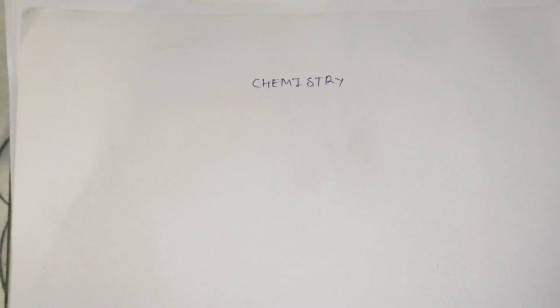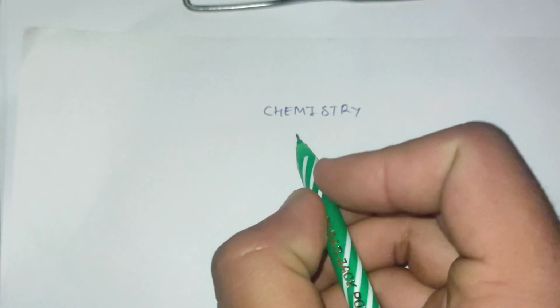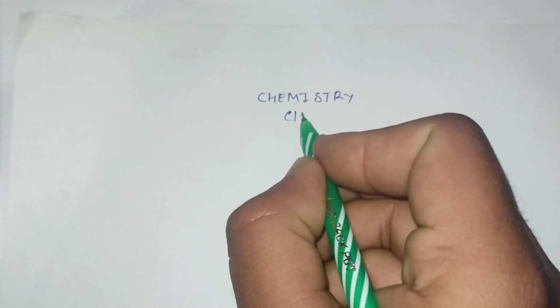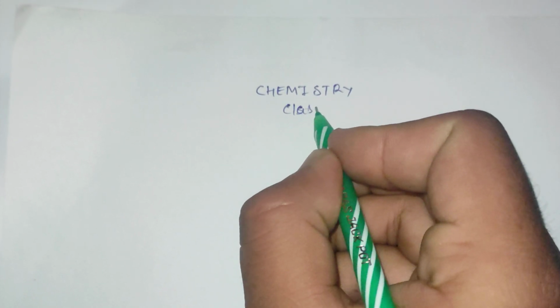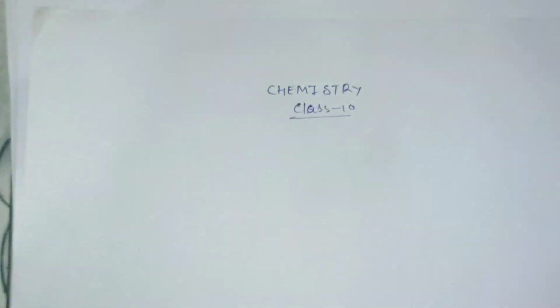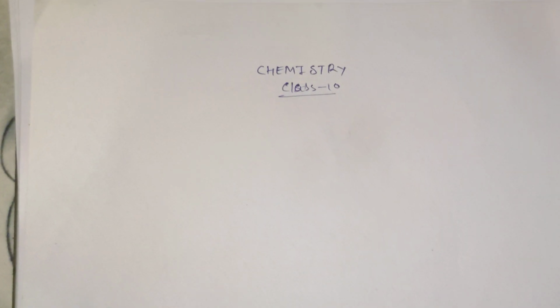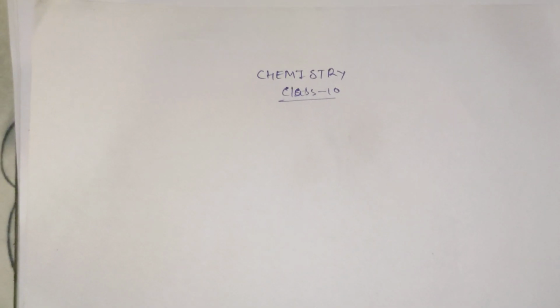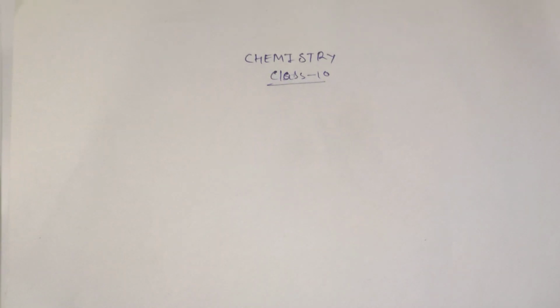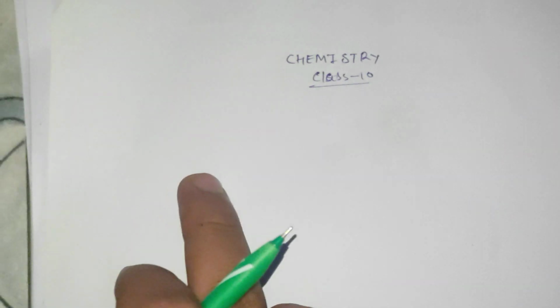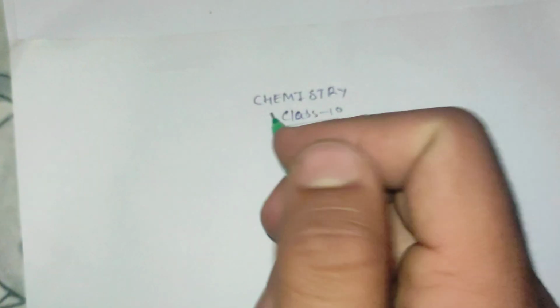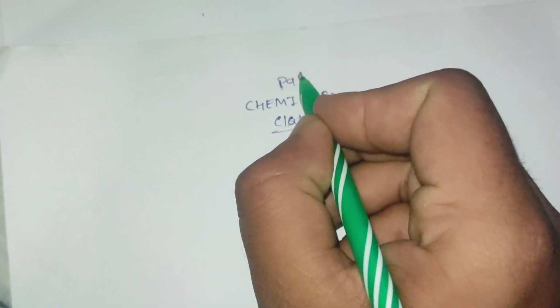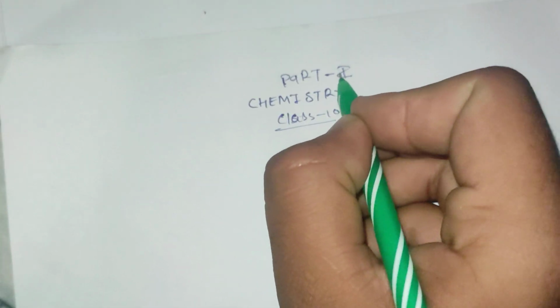Let's understand chemistry, class 10th. Basically we have two channels. First we talk about chemistry and physics, so we use both channels. We use chemistry in the first and physics in the second. So this is part 1, part 1 for chemistry, and the second part is uploaded in the physics section.